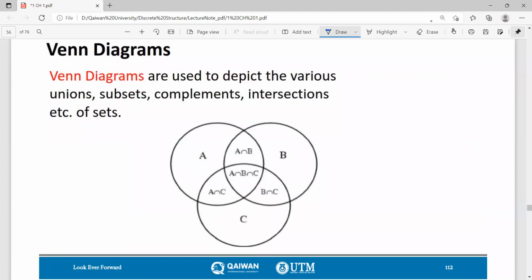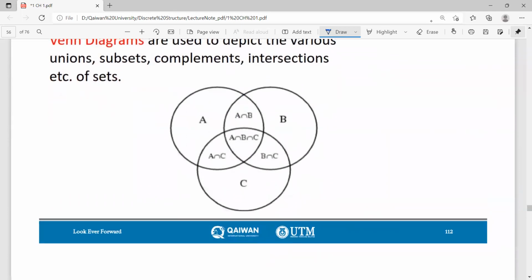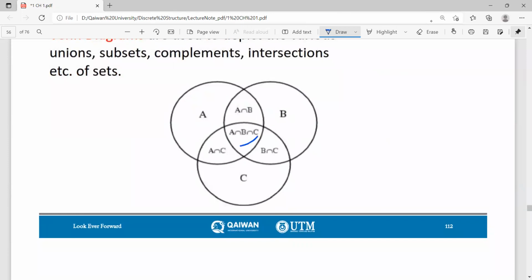Now you have Venn diagrams. We can use Venn diagrams for union, intersection, and difference of two or more sets. As you see here, this is the intersection of all sets because it's common in all sets.